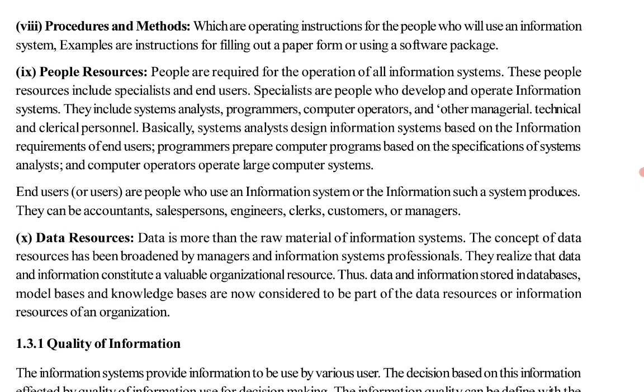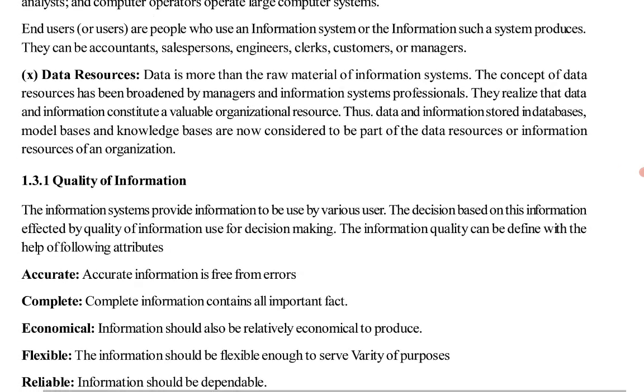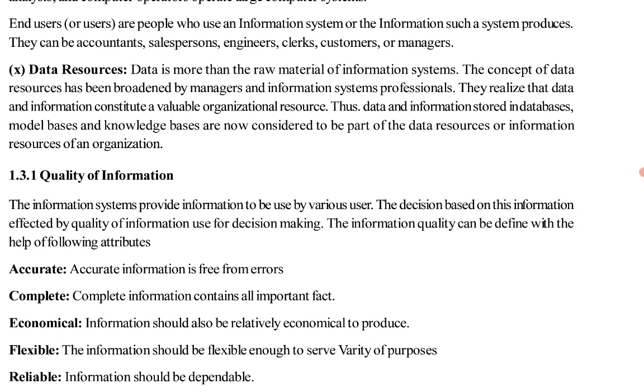So who are the people resources? System analysts, programmers, computer operators, and managerial, technical, and clerical persons. End users are people who use an information system or the information system's products. The people who use the system products are called end users or users.